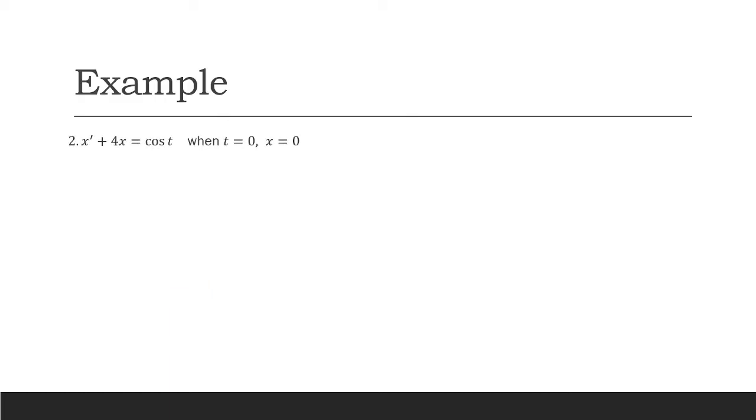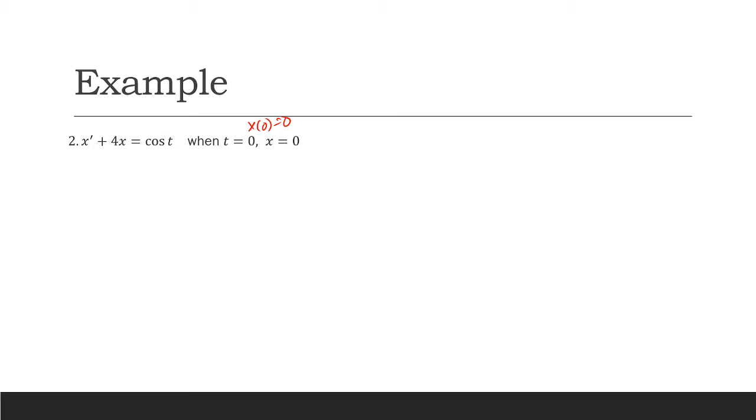Another example, we have x prime plus 4x is equal to cosine t. Our condition is when t is equal to 0, x is equal to 0. So, this basically means x of 0 is equal to 0. This is also a first order differential equation, but what we are going to do is use Laplace transform to solve it.